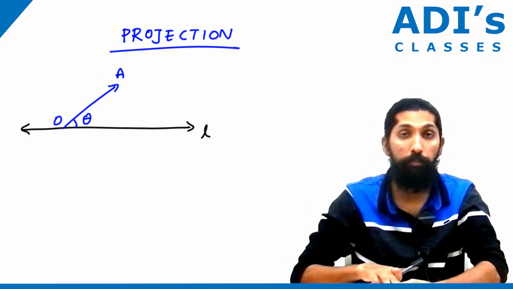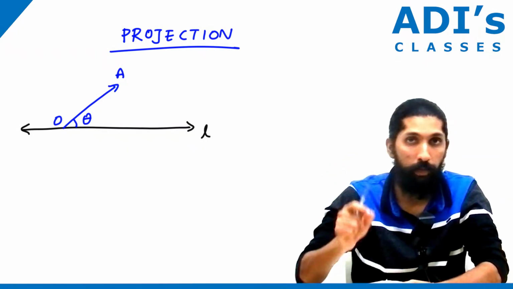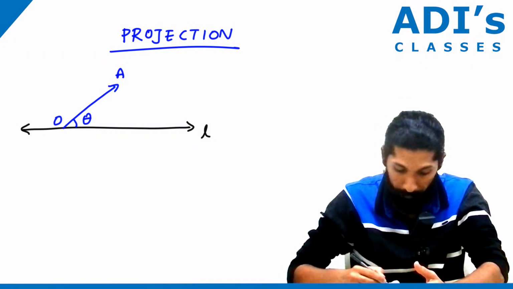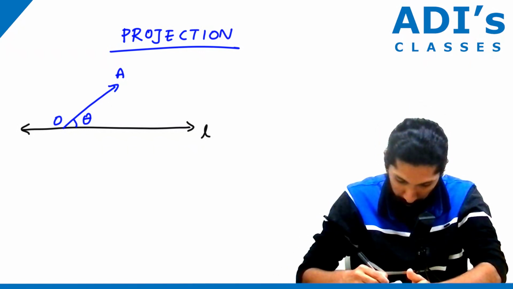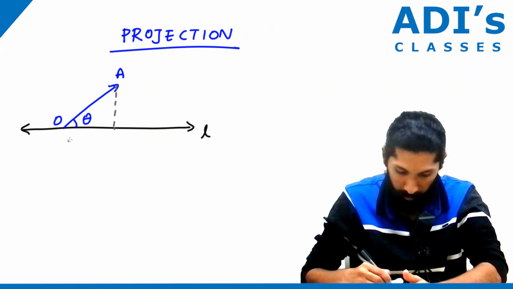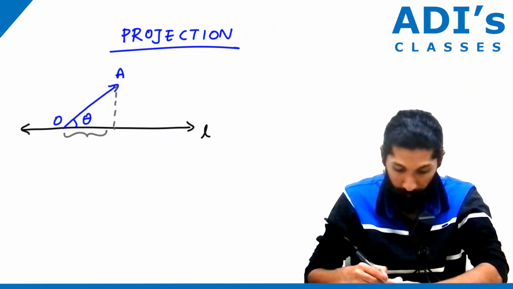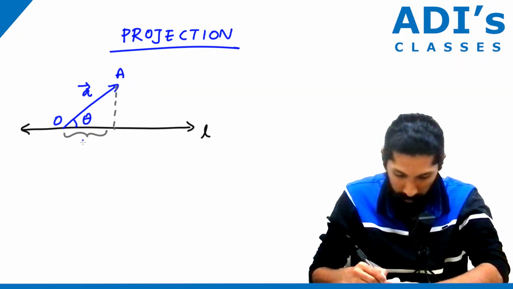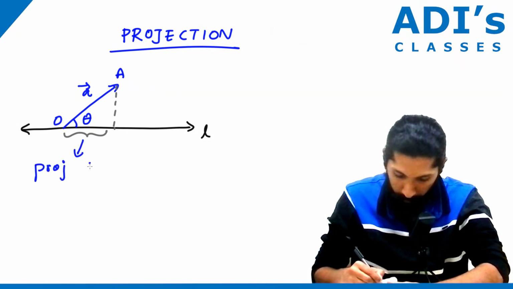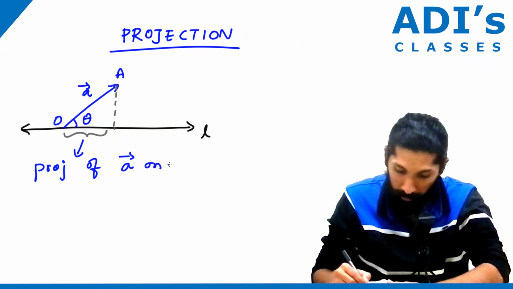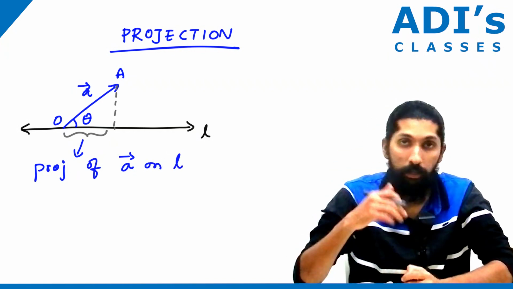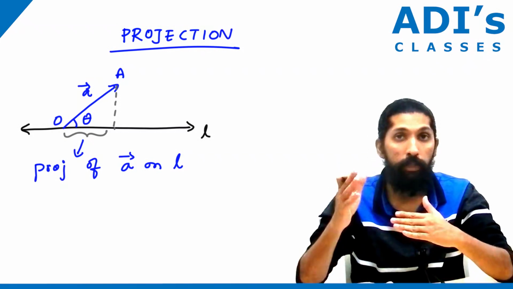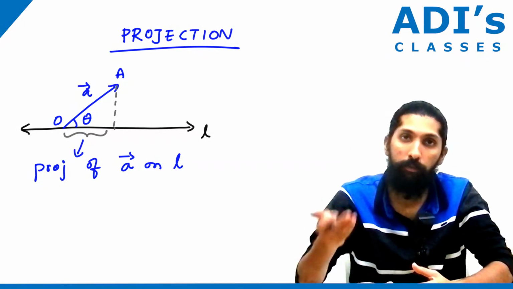Now in this case, we are looking at projection of one vector over another vector. If you look at this particular vector OA, the shadow or the projection is going to be like this. So this basically is the projection of vector. Let's assume that this particular vector is A. So this is the projection of vector A on the line L, correct? Whenever we talk about projection, it's always on some other line or some other vector.